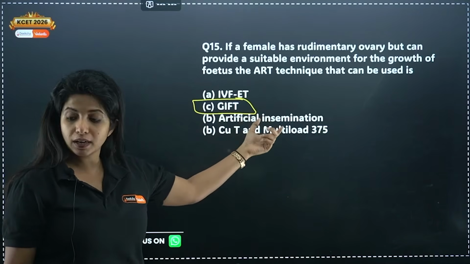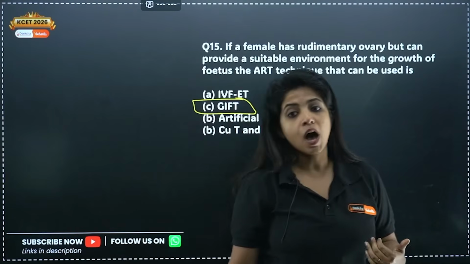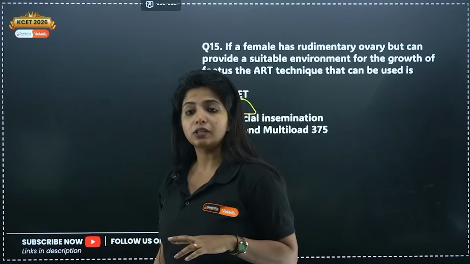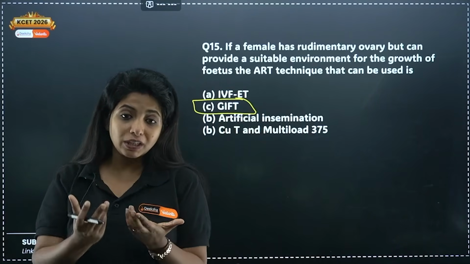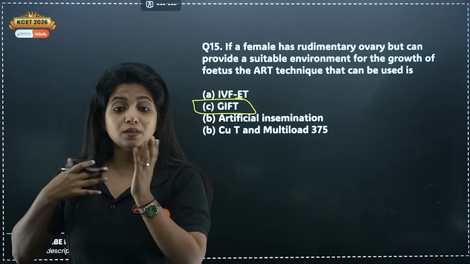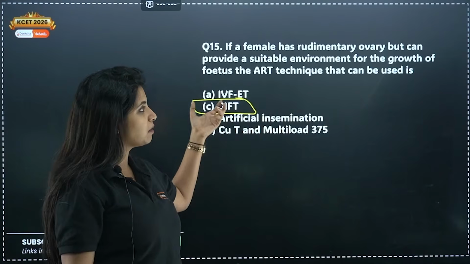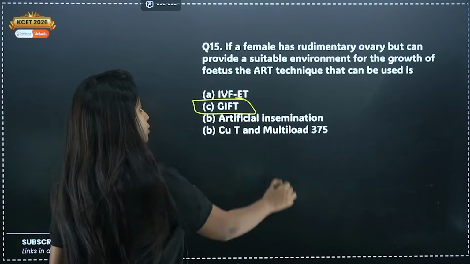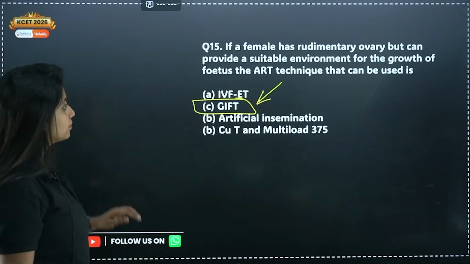Artificial insemination is being done when the male reproductive system, basically suppose they are not producing enough sperms or the sperm motility is less. In that particular case, you artificially inseminate. That means you take the motile sperms and you put them inside the uterus or inside the vagina also. That is known as artificial insemination. Now CUT and multi-load 375, my dear children, that is obviously not a part of this particular question. So your answer for this question would be GIFT.